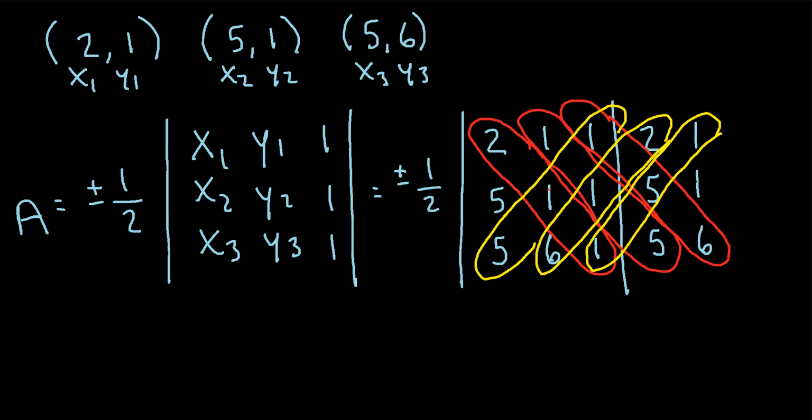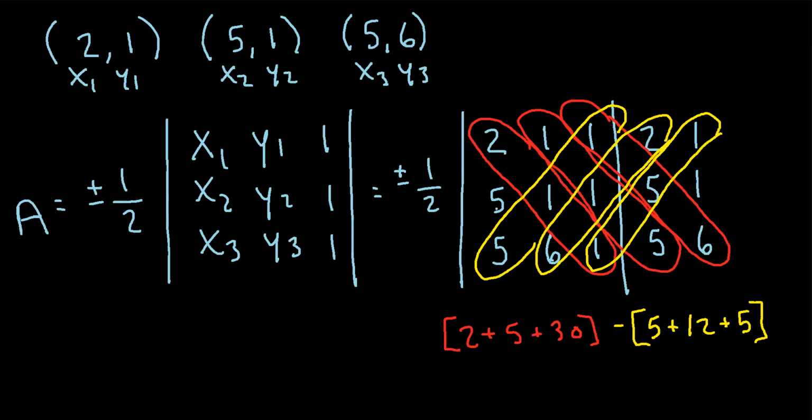So 2 times 1 times 1, that's 2. So we'll write 2. And to that we add the next diagonal. So 1 times 5, that's 5. Plus 1 times 5 times 6, that's 30. And then from all of those values, we subtract the products from the cross diagonal. So 1 times 5 times 1, that's 5. And then we add 2 times 1 times 6 is 12. Plus 1 times 1 times 5 is 5.